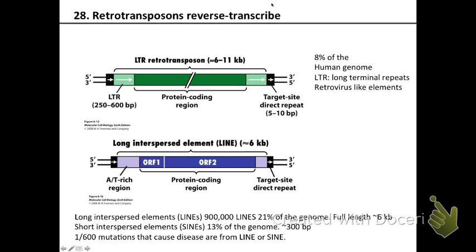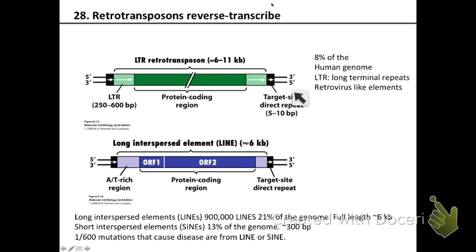All right. So retrotransposons reverse transcribe. So they go through an RNA intermediate. They're typically longer than DNA transposons. Again, the way that they're organized is kind of similar. You have a middle region that's protein encoding. So it encodes for proteins such as transposase and other proteins that help this transposon move. And you have long terminal repeats that usually contain promoters for the genes in this protein coding region. And you have target site direct repeats.